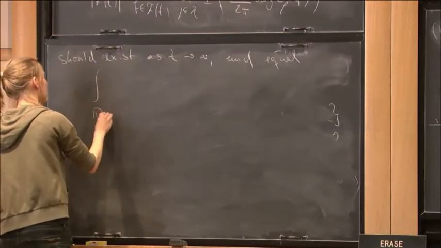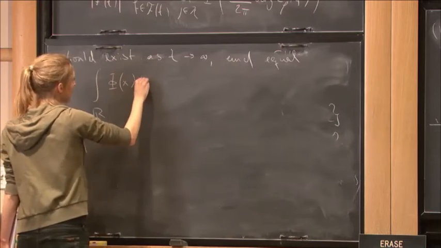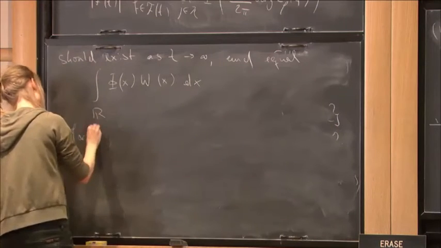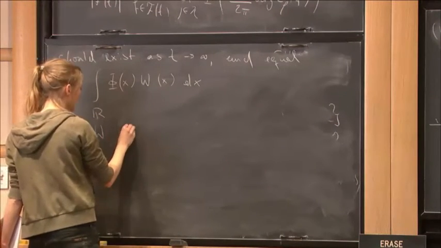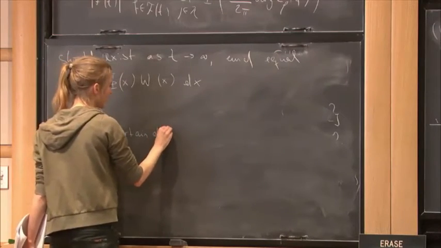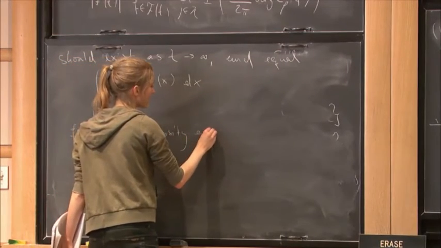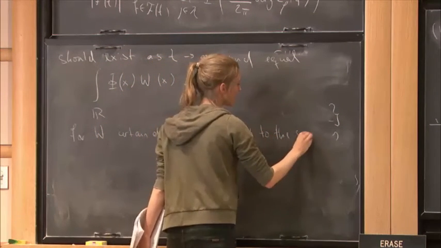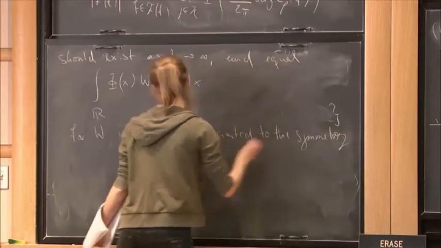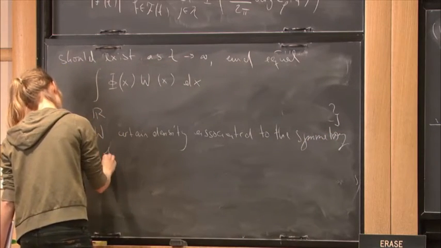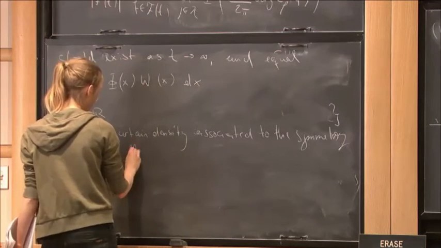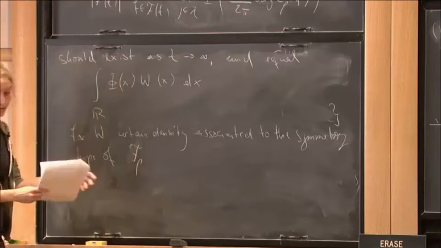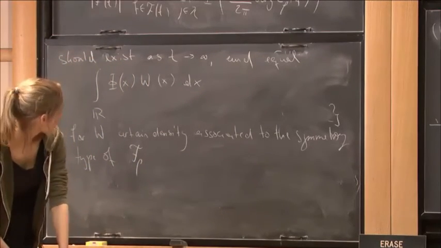the integral over R of phi(x) W(x) dx, for W a certain density associated to the symmetry type of the family F_rho. And this symmetry type is connected to the theory of random matrices.